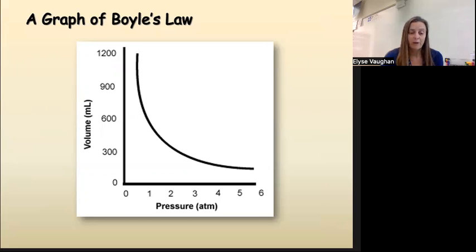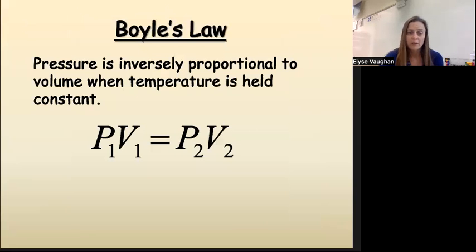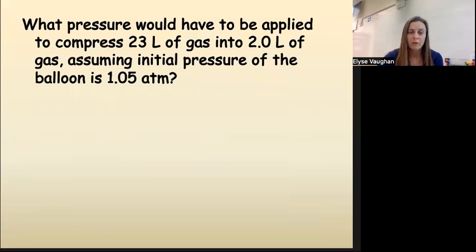So let's do a practice problem with that equation. Remember, our equation is P1V1 equals P2V2. So here's our practice problem. What pressure would have to be applied to compress 23 liters of gas into 2 liters of gas, assuming the initial pressure of the balloon is 1.05 atmospheres? So we have an initial pressure of 1.05, so that's our P1. We have an initial volume of 23 liters, so that's our V1. And here's our V2, and we're looking for P2.